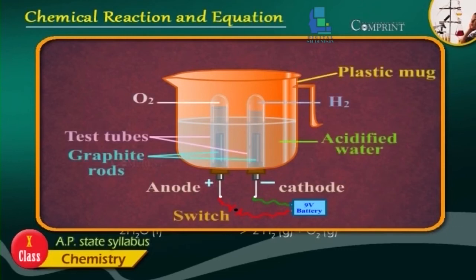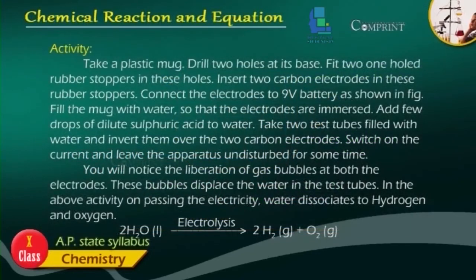Add a few drops of dilute sulfuric acid to water. Take 2 test tubes filled with water and invert them over the 2 carbon electrodes. Switch on the current and leave the apparatus undisturbed for some time. You will notice the liberation of gas bubbles at both of the electrodes. These bubbles displace the water in the test tubes.